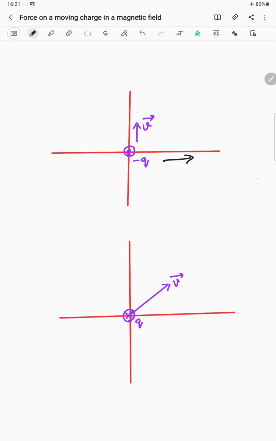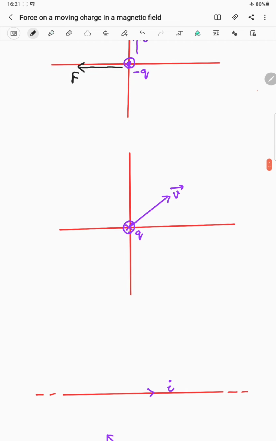No, this cannot be the force direction, because the charge given is minus Q. Therefore the force direction will be in this direction. This will be the direction of the force. I hope it is clear. Let us go to the second one.